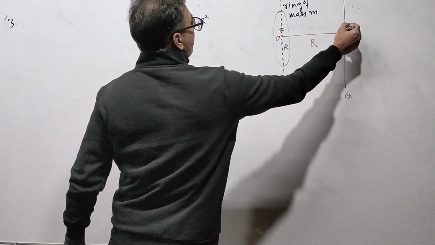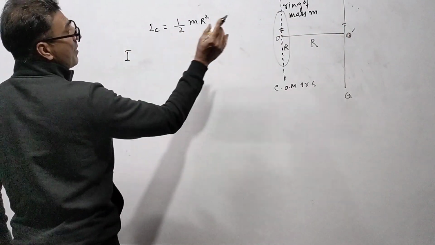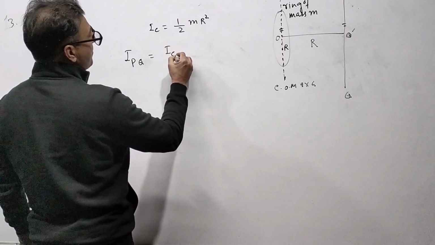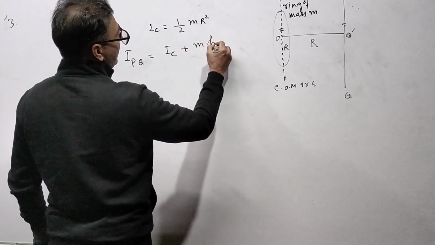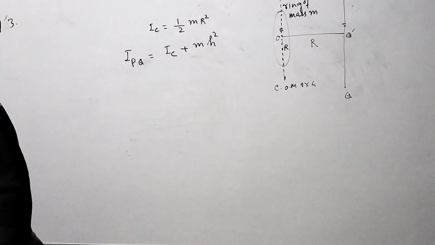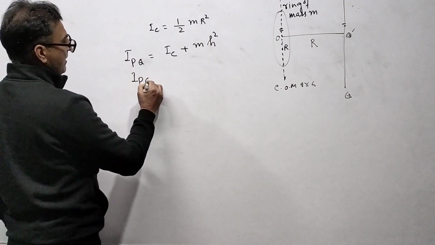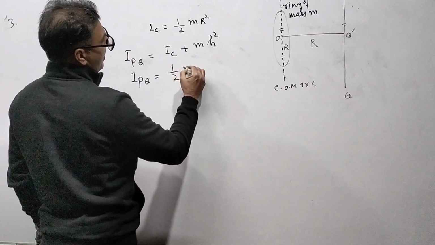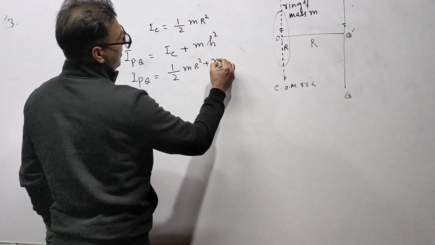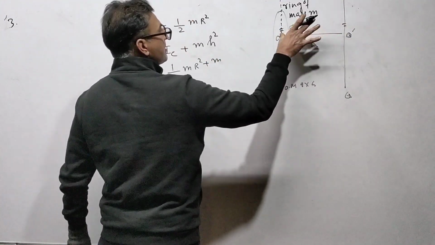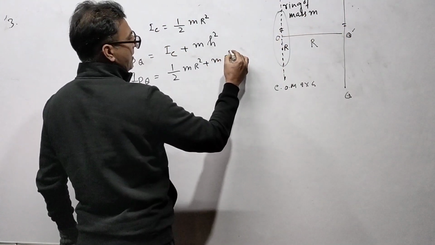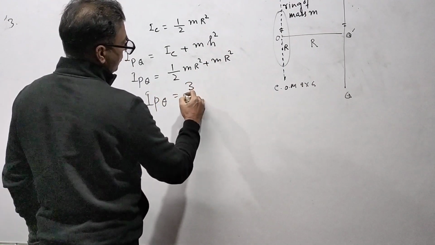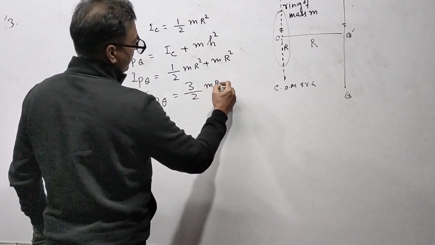This axis and this axis are parallel, and we will get moment of inertia about PQ axis is equal to moment of inertia about the center of mass axis plus mh square. Parallel axis theorem we use. So it is IPQ, which we have to find. Moment of inertia about PQ axis is equal to IC, that is 1 by 2 mr square plus m. What is h, the distance between the two axes? This one. That is r again, r square. So IPQ is equal to, अगर इनको ऐड किया जाए तो 3 by 2 mr square. That is the answer.